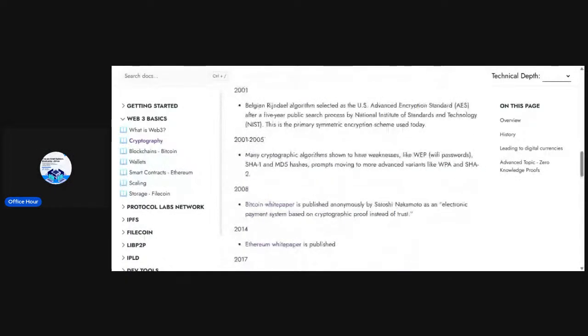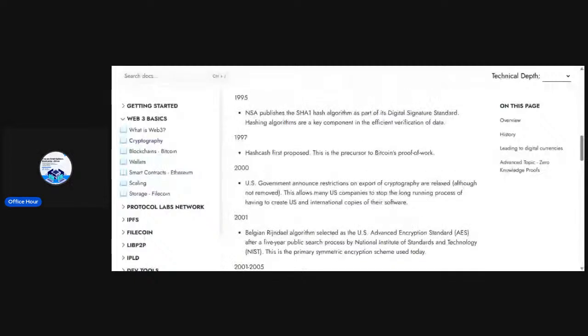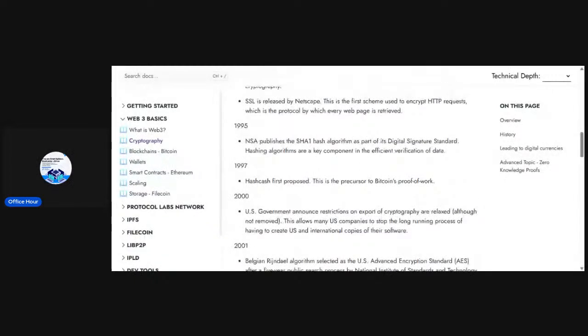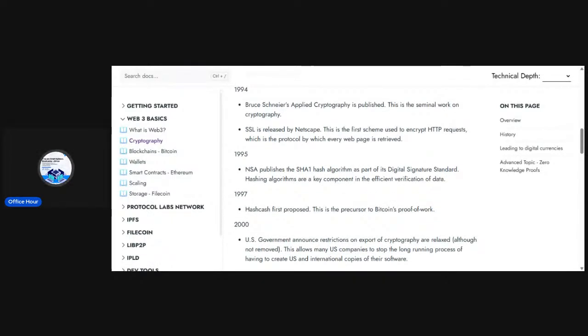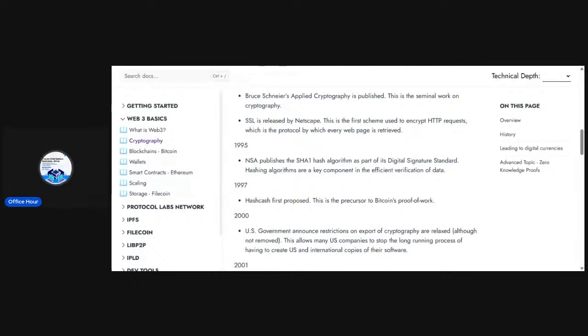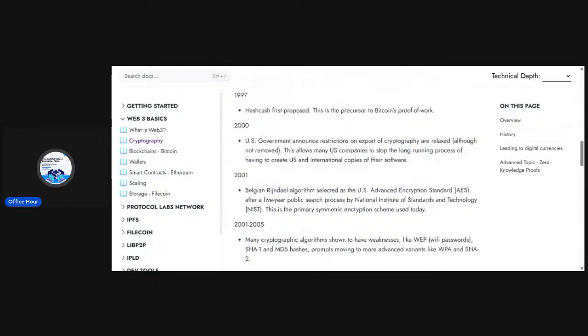Then from there, Bitcoin. So these are the genesis of cryptography, and now from there you have Hashcash first proposed, the precursor to Bitcoin's proof of work, way back in 1997. In 1995, we have the hash algorithm as well. So it has been in stages. In 2000, the U.S. government announced restrictions on export of cryptography were relaxed.